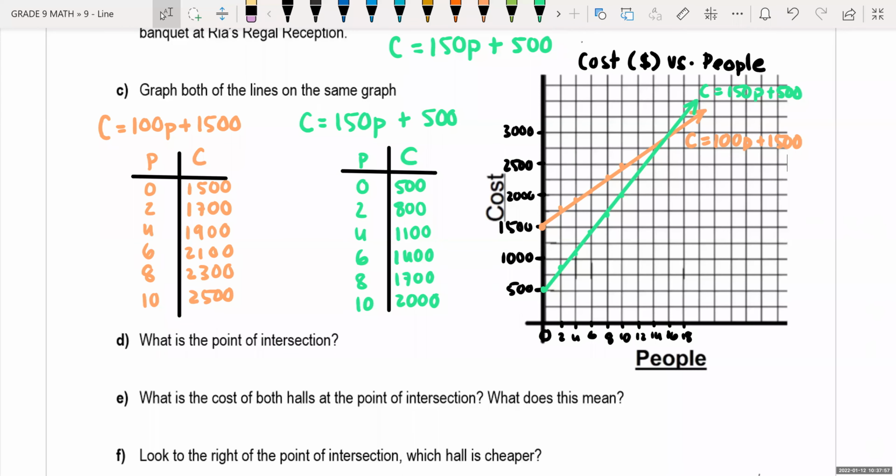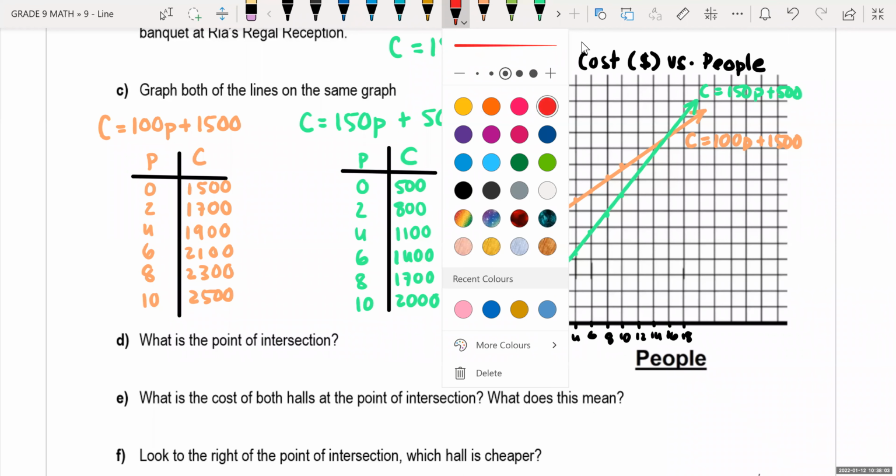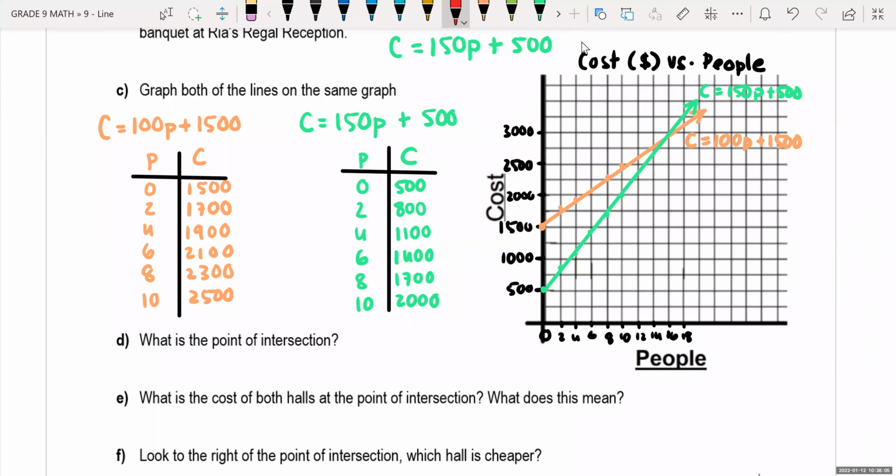So my point of intersection, and yours might be slightly different, just depending on how you drew your scale and stuff. But I'm getting my point of intersection to be approximately, I'm just going to say it meets at that line. I'm going to say it's at 16 and 3000. Super estimate. We could use math and figure it out, but I'm going to eyeball it, and it looks like it's approximately right over here.